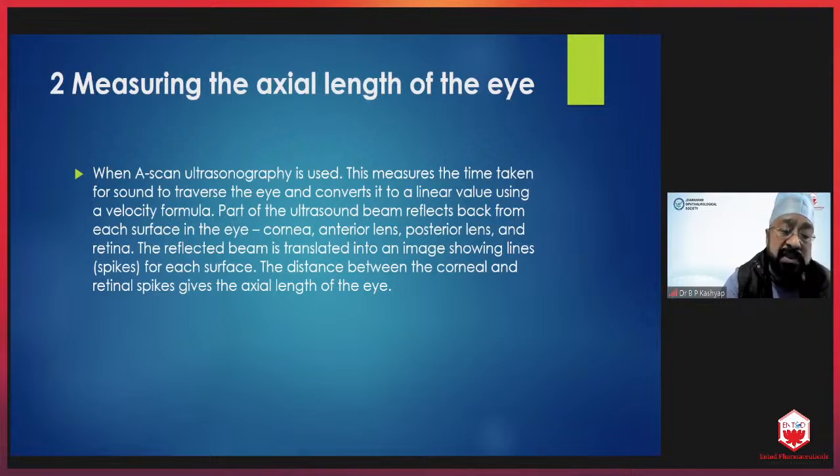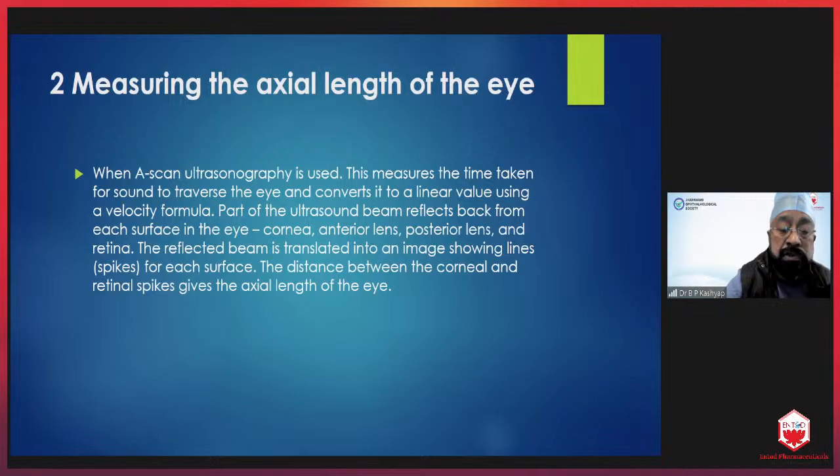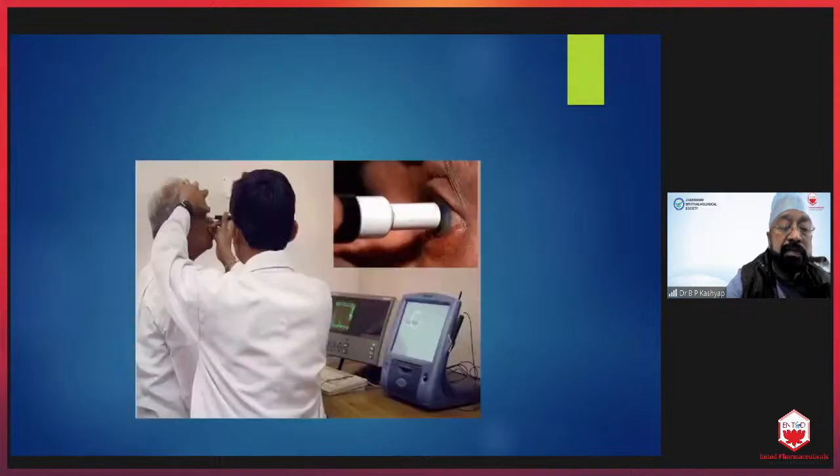So how does this A-scan ultrasound work? It measures the time for the sound to traverse, and it converts into a linear value using the velocity formula. These sounds go to the different structures of the eye, like the cornea, the anterior capsule, the posterior lens capsule, the retina and the sclera, and come back and tell you the digital value. These can be read by the spikes given by those reflections. So this is the age-old contact ultrasound biometry being done.